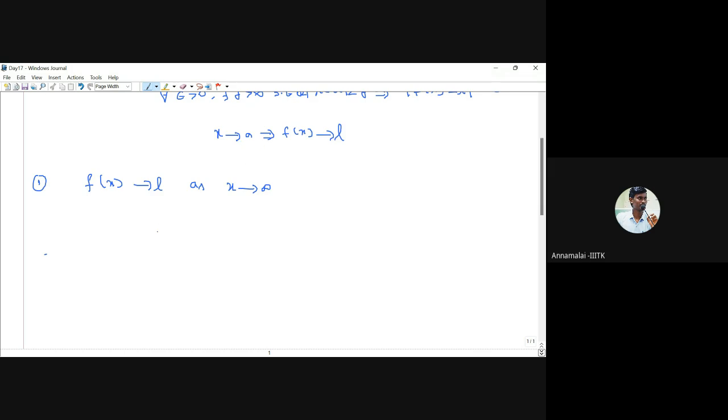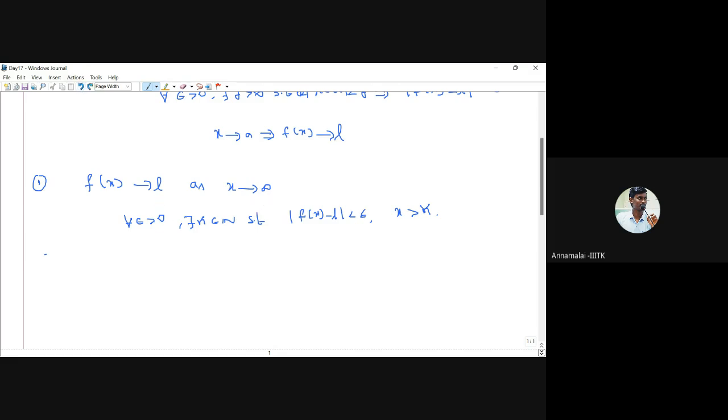What is the definition? Again, for every epsilon greater than 0, there exists a positive number n in N such that the modulus of f of x minus L is less than epsilon whenever x is greater than n. Or if we take k, whenever x is greater than k, then f of x and L are very close. This is because here the limit point is infinite, but L is finite.